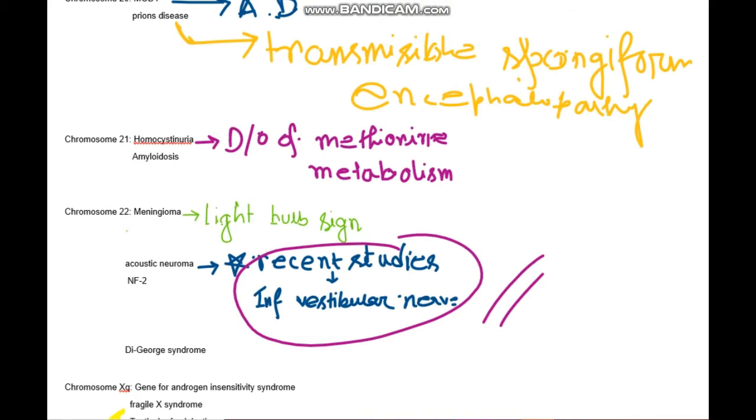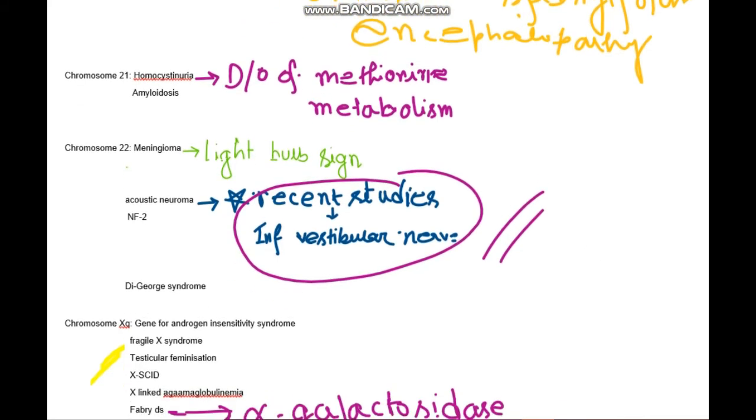And for chromosome 22, we have meningioma, as the name is self-explaining, the disease arises from the meninges. What we can see in the CT scan is the light bulb sign. Most of the time, you get an image-based question on the light bulb sign. You can very easily Google that. And you can see acoustic neuroma.